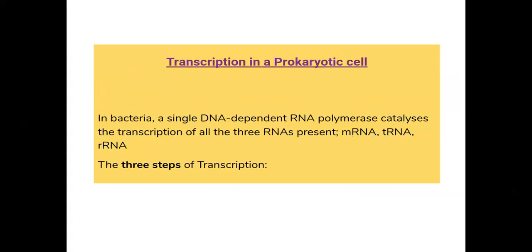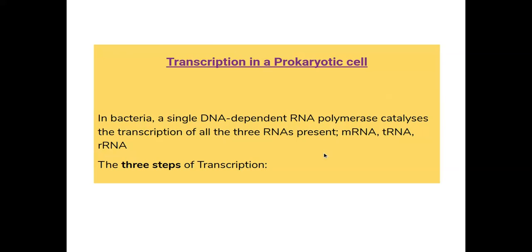Transcription is a little different in a prokaryotic cell and in a eukaryotic cell. So let us see the process and the differences. Bacteria, we all know, is a prokaryotic cell. In bacteria, there is a single DNA-dependent RNA polymerase enzyme which catalyzes the transcription of all the types of RNAs, in this case mRNA, tRNA, and rRNA. So this is one difference, okay?